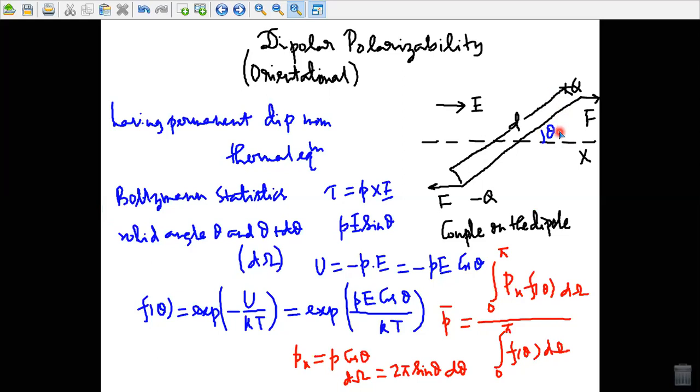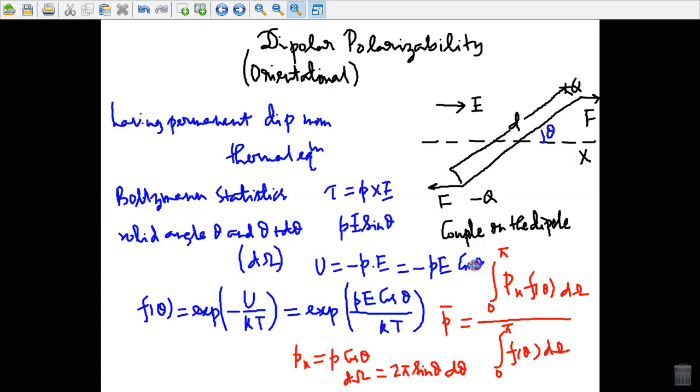The potential energy of the dipole in the field is given by U equals minus P dot E, that is, minus P E cos theta. So it is very evident that the energy of the dipole is minimum, that is, minus P E, when theta equals 0, that is, the dipole is aligned parallel to the field. It becomes maximum, equal to plus P E, when cos theta becomes minus 1, that is, theta equals pi, when the dipole is anti-parallel to the field.